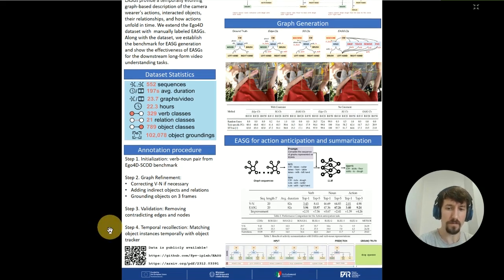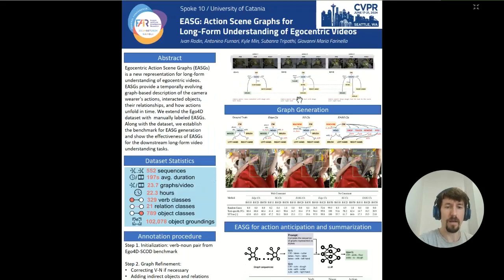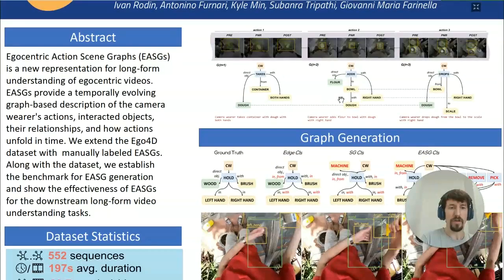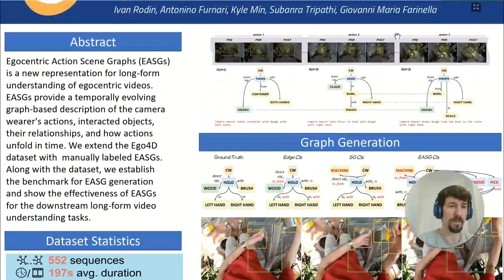And then there is a final stage, which is temporal recollection. During this stage, we match the object instances temporally with the object tracker. In the end, we have a graph structure which looks like this. So we have dynamic graphs which temporally evolve and which capture the actions performed by a camera wearer and all the objects involved in the action.